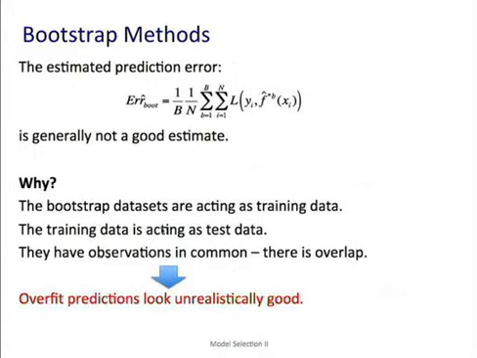The bootstrap data sets are acting as training data. The training data is acting as test data. They have observations in common. There's overlap. Okay? It's weird, and sometimes the overlap is bigger, right? Because you have more than one represented. So it's difficult to untangle, but you certainly can't consider it as test error because there are training points in there. Okay? It's a mixture.